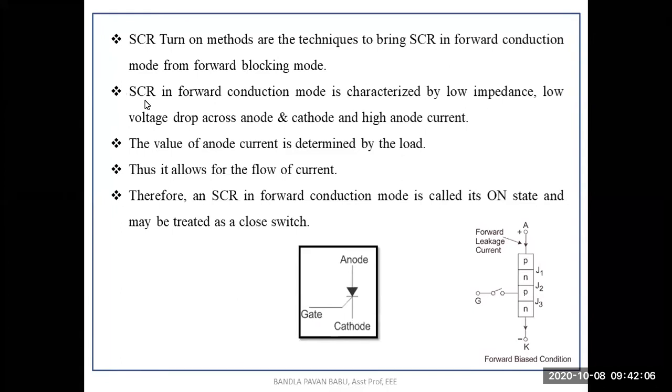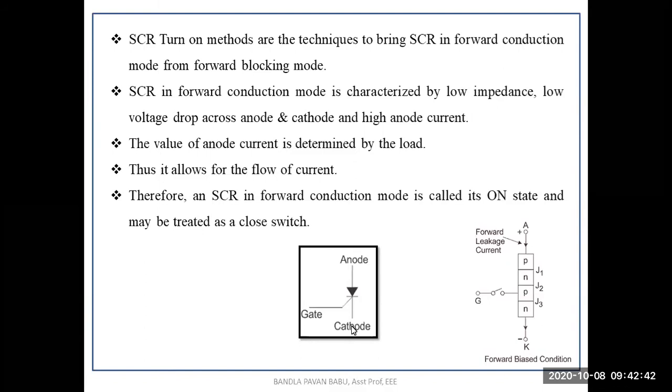So look at the second point. SCR in forward conduction mode is characterized by low impedance, low voltage drop across anode and cathode, and high anode current. These things we have also discussed earlier. If it is in forward blocking state, the impedance value will be very high. Since the impedance value is very high, only a small amount of leakage current flows from anode to cathode, which is not considered the main current, the load current or the anode current.